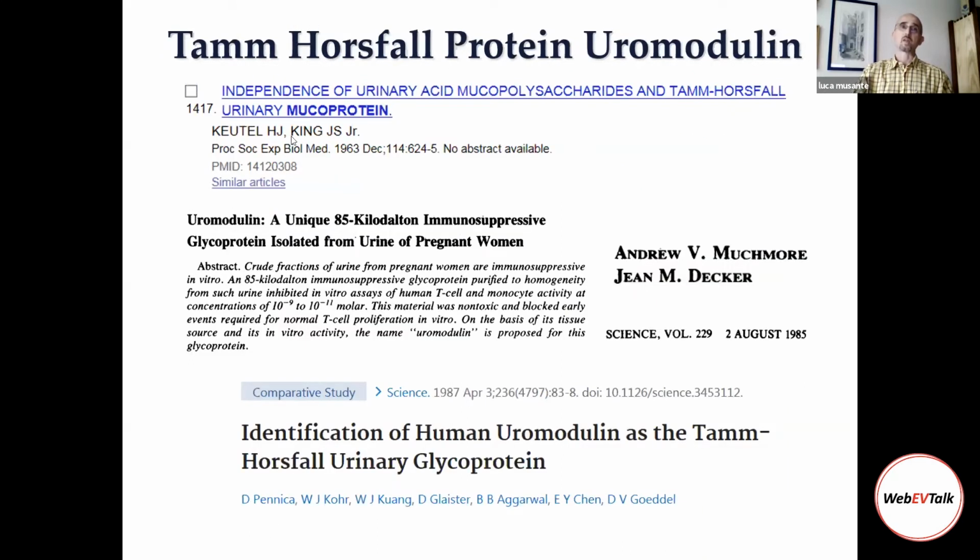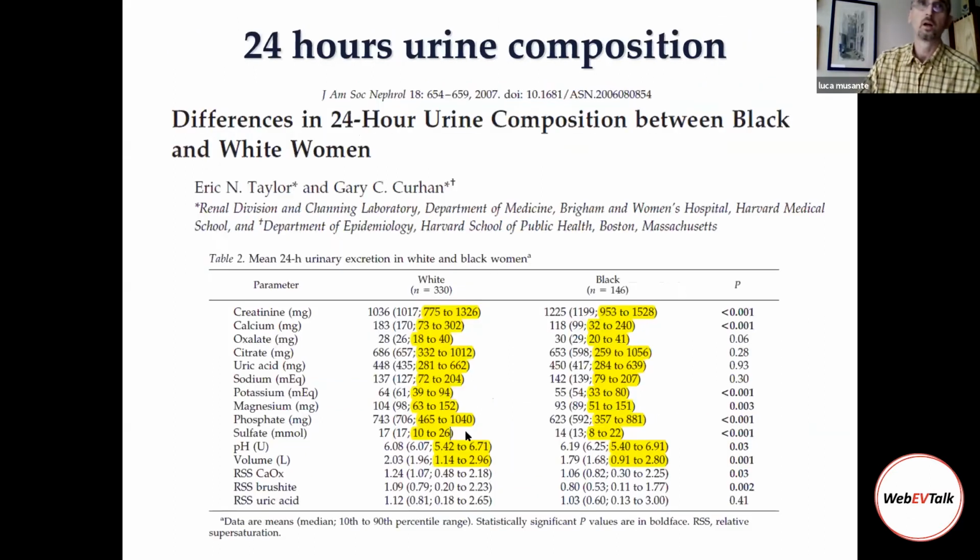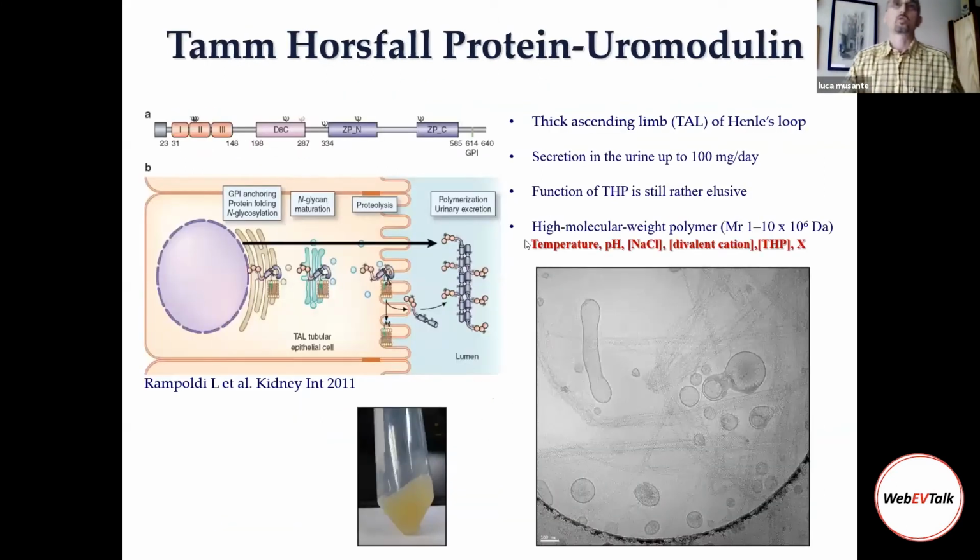The protein was named nearly 10 years after the discovery. Here, this is the first title that you can find in PubMed, where they mention Tamm protein. 30 years later, with respect to the discovery, a new protein, uromodulin, a glycoprotein isolated from urine of pregnant women, has a very strong immunosuppressive effect. And only 2 years later, they found that THP was the same entity as uromodulin. So here we are, Tamm protein or uromodulin.